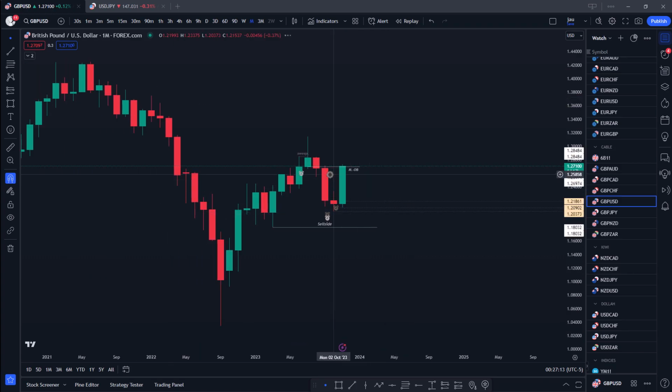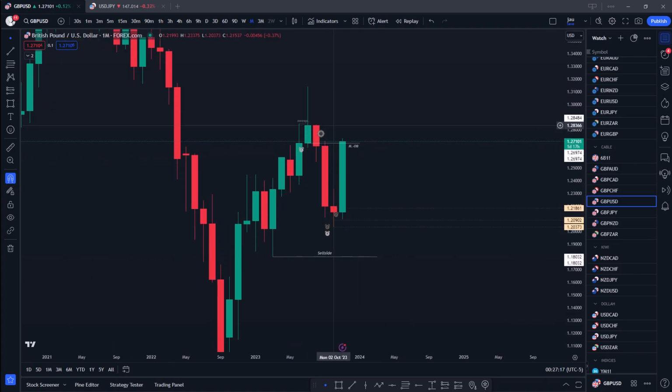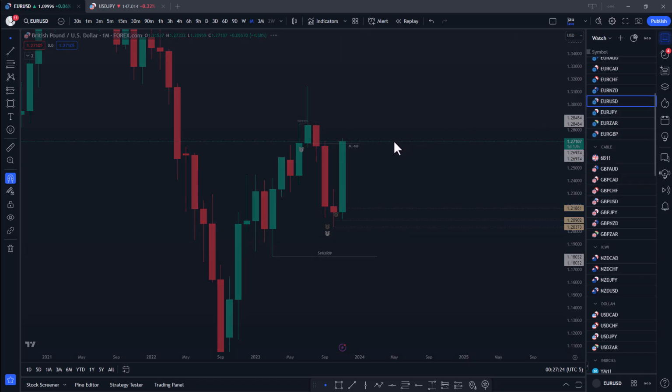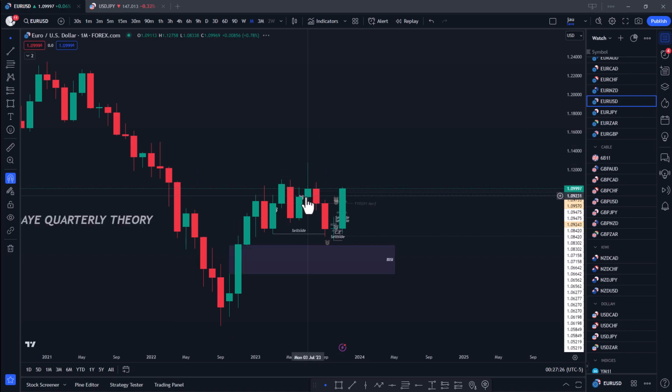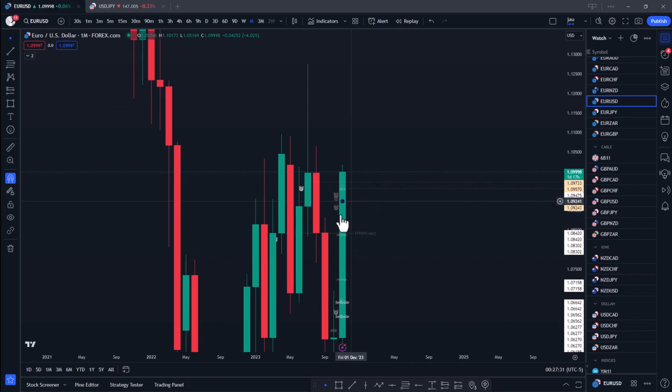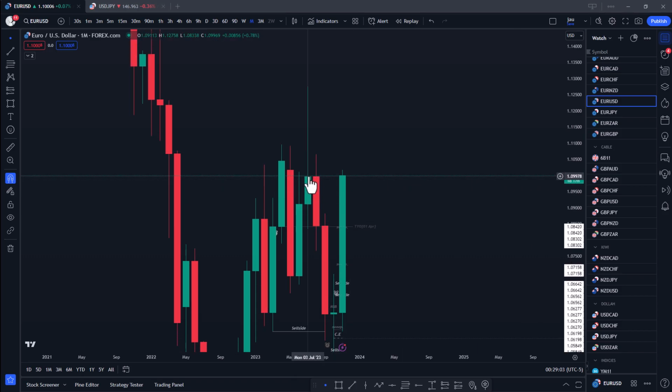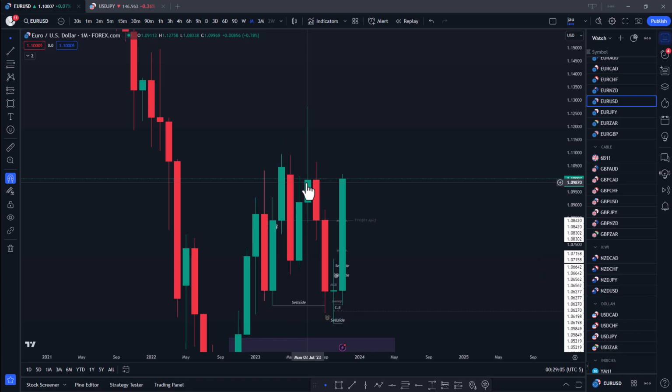GBP USD has reached a monthly order block as well. Who knows, it could turn back from here, or it could continue going higher. Same with Euro USD, reached the high time frame PDRA. In this case, we can see the order block here has been traded well into, and the bulk of the volume, which is the body of the order block itself, has been basically violated.